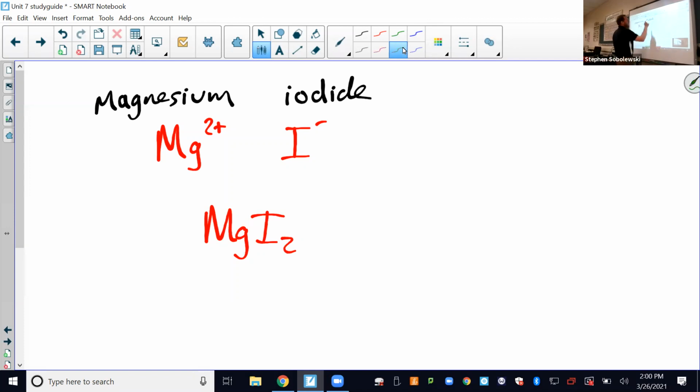And a quick way of looking at this is, I call it the crisscross rule. The number here will go after the element here. The number here, now keep in mind that number is a 1, it's going to go after this one here, but remember we don't write 1s. So it's like this number crisscrosses to the magnesium. This number crisscrosses to the iodine, MgI2.